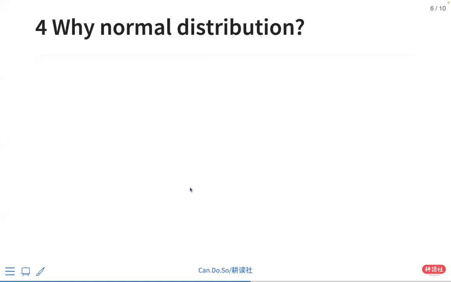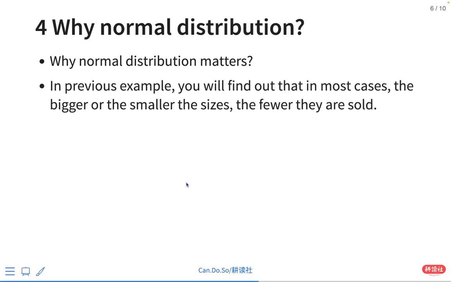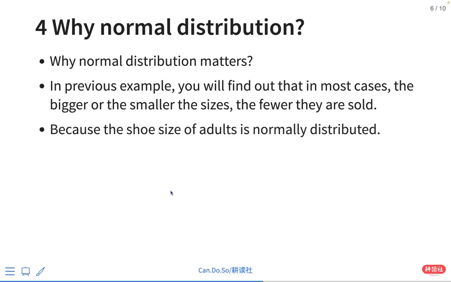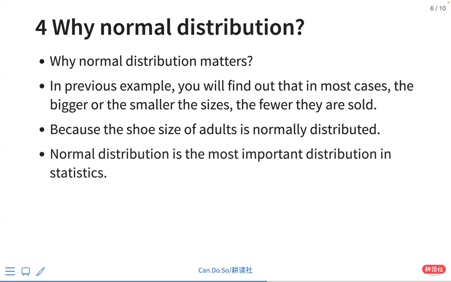Okay, then why normal distribution? Why does normal distribution matter? Because we can still use previous examples. You will find out that in most cases, the bigger or the smaller the sizes, the fewer they are sold, because the shoe size of adults is normally distributed.